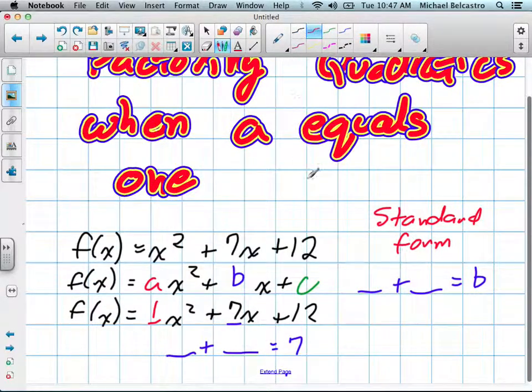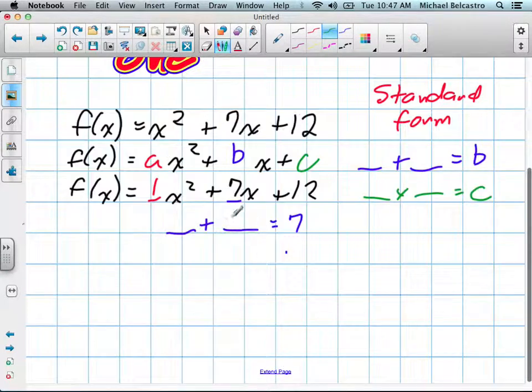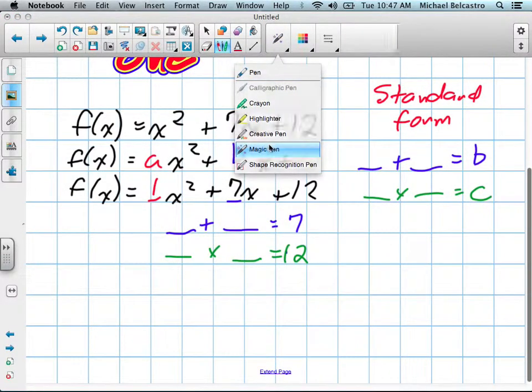And then those same two terms also need to multiply. They both need to multiply to whatever our c term is. Okay? And in this case, that's two terms that multiply to 12. Okay? So you have to use mental math for this part here.